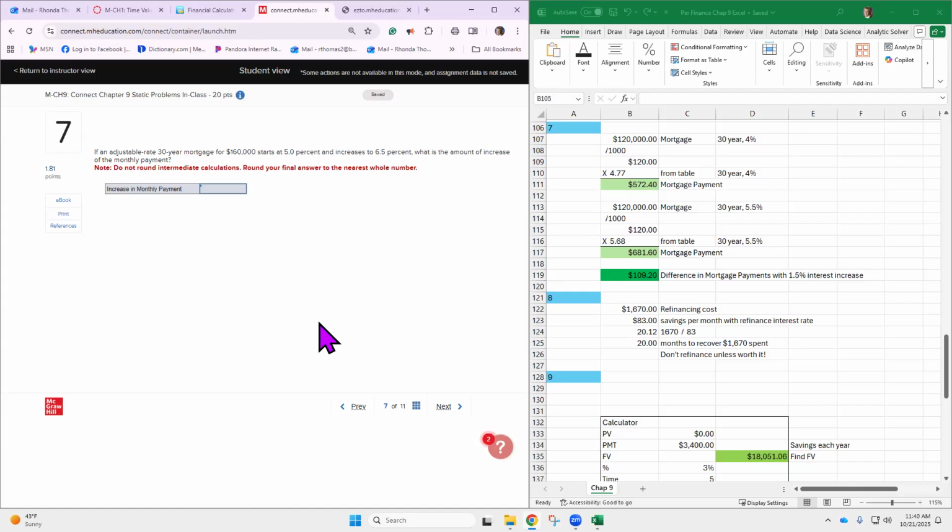And then from the table, 30 years at 4%, 4.77, the mortgage payment should be $572.40 a month. Okay, you need to know what that is. Then we need to figure the mortgage payment based on the new rate. So 5% is our original mortgage, and let me go get that table. I think I still have it open, because I have to go look up 30 years at 5%.